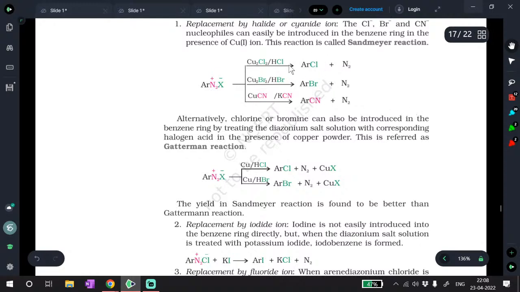First one, the diazonium salt is already prepared. Okay, so either diazonium reaction, so Cu2Cl2/HCl.